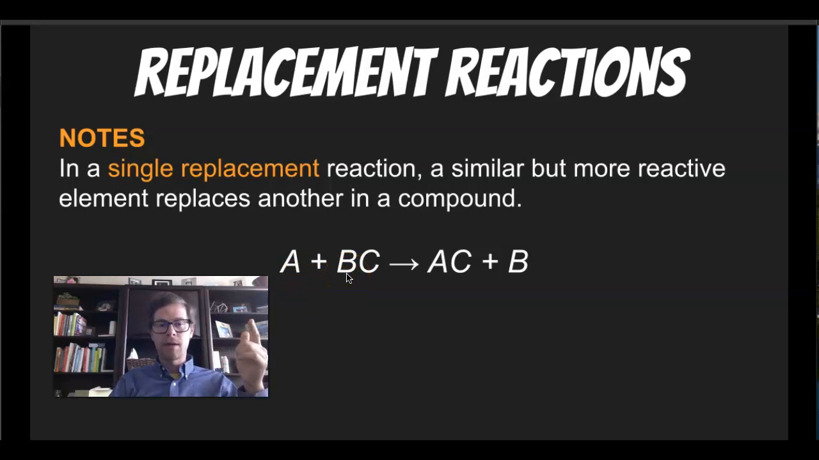You might remember at one point we said that as you go down the periodic table, things tend to become more reactive. So a similar element, but more reactive, takes the place of the other one, and then the one that got replaced ends up out by itself.